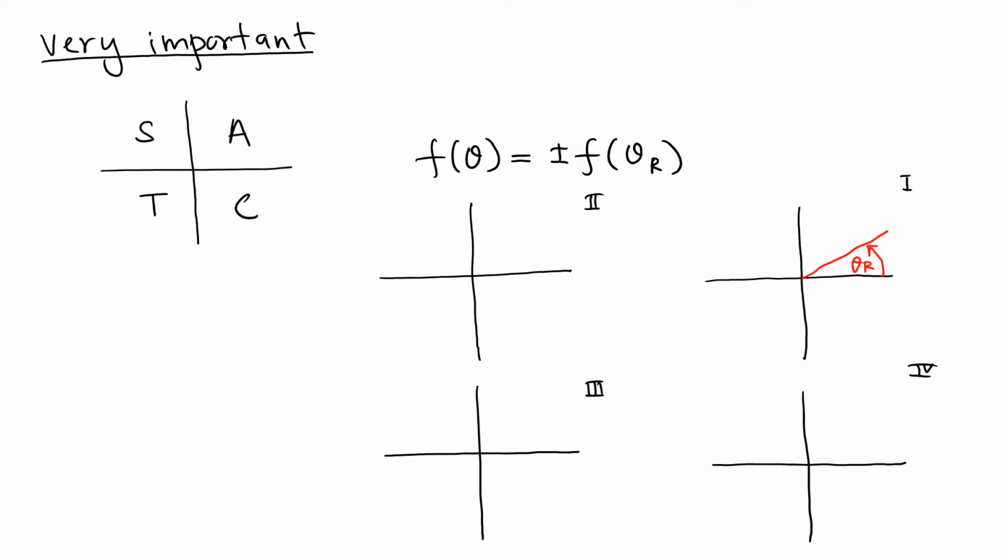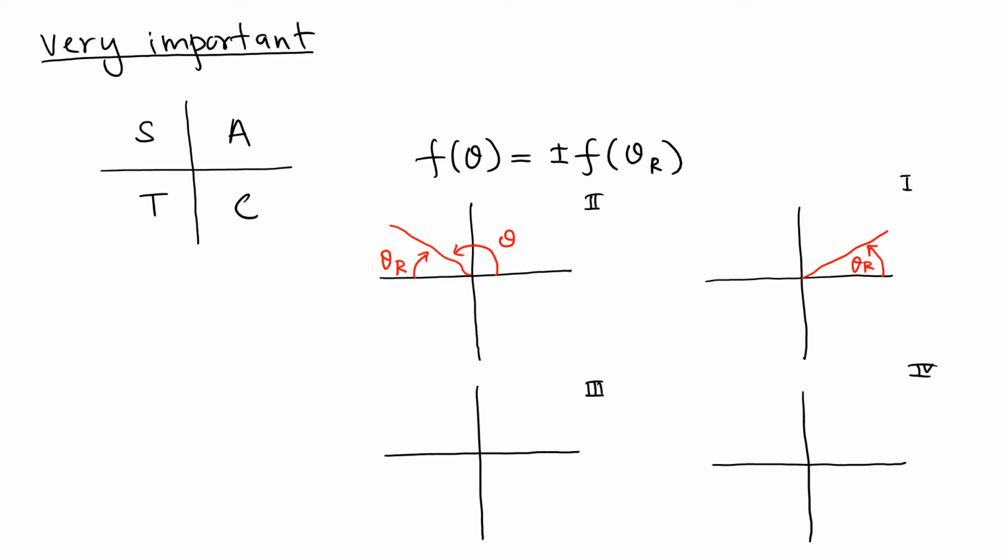That's the reference angle. If the angle is in the second quadrant, let's say this is the angle theta, then the reference angle is this one. This is the theta r reference angle. So for example, if you have, let's say, 3 pi over 4.